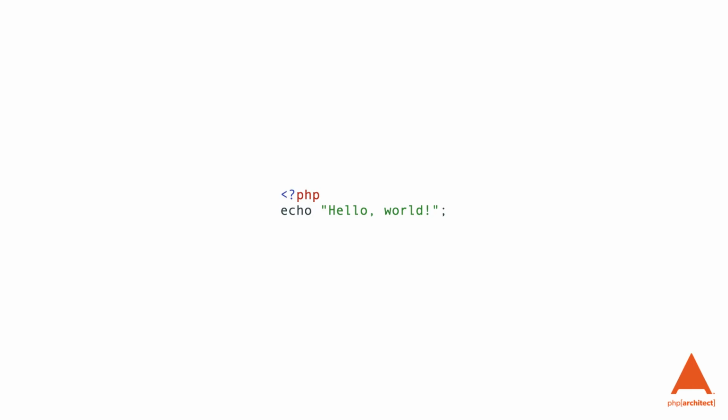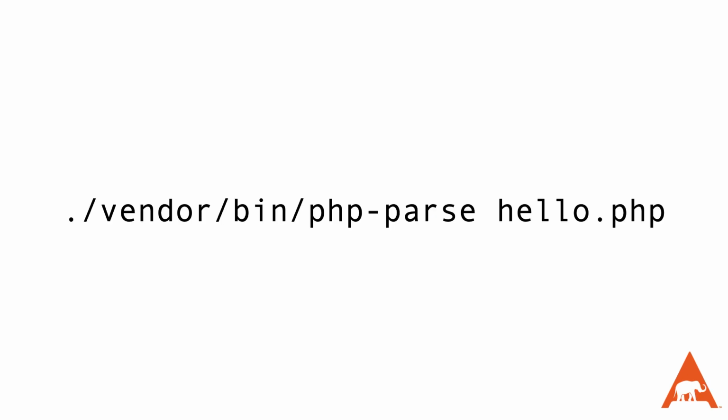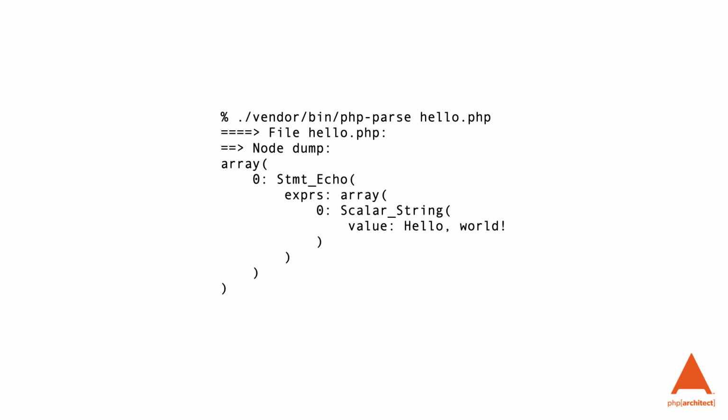You'll do so by creating a test file called hello.php with the following content. If it looks familiar, it's because that's the example we used before. And now we can run php-parse on the hello.php file, and you'll get an output that's something similar to this. Now this is a very simple example, but the structure scales to complex code as well.